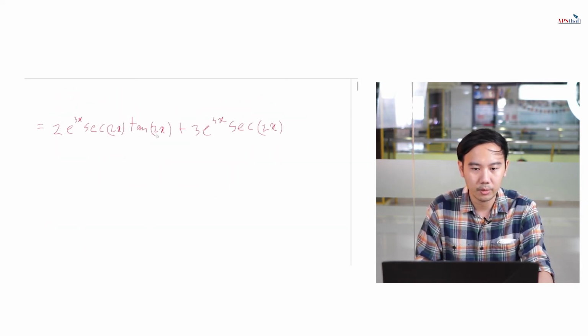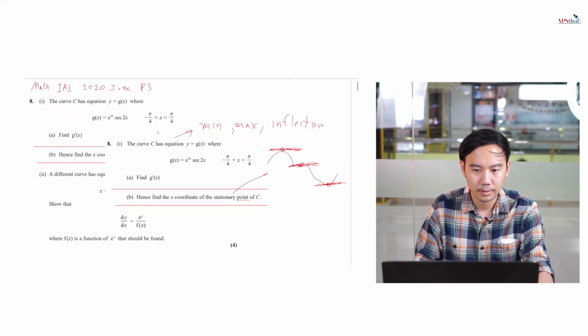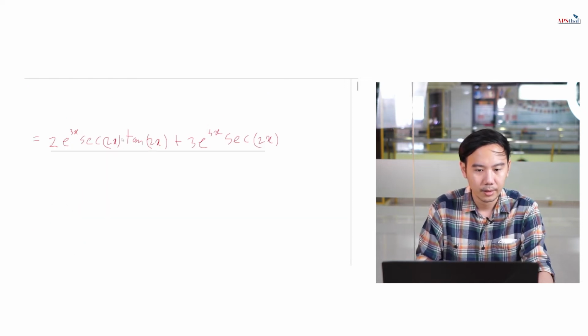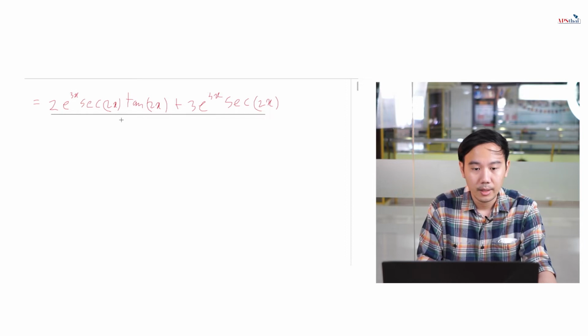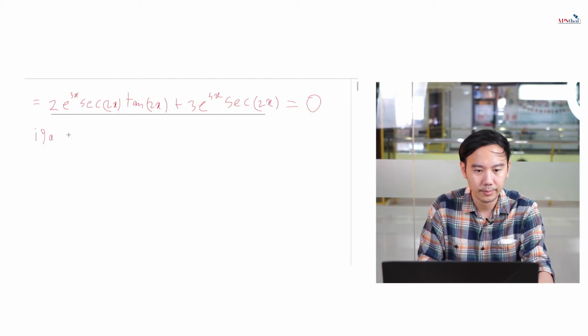Let me capture this and bring it to the new page. Actually, no, never mind. We have to find the min-max anyway. So in order to find the minimum and maximum, we have to equate the whole thing to 0. And this is not question 2, it's 1B.